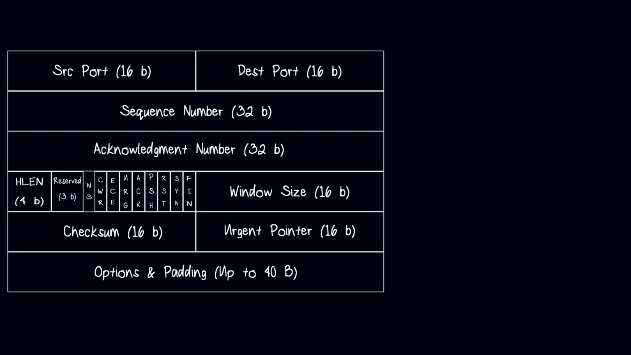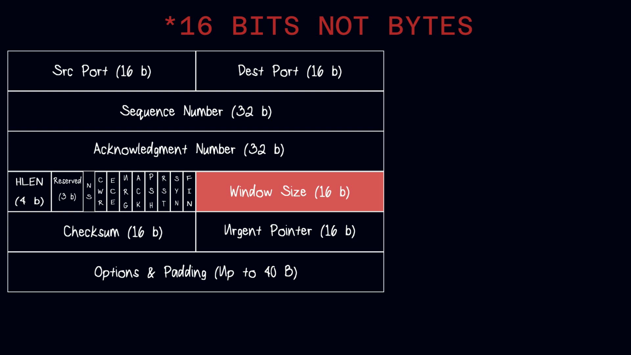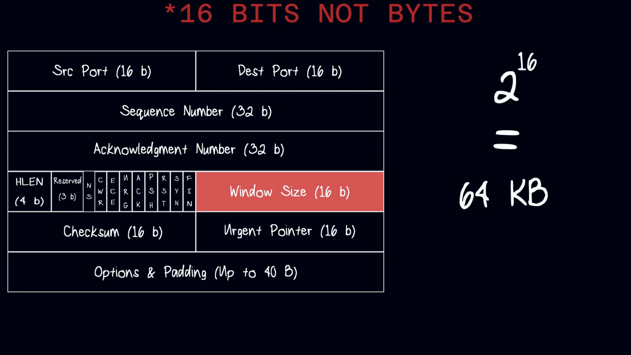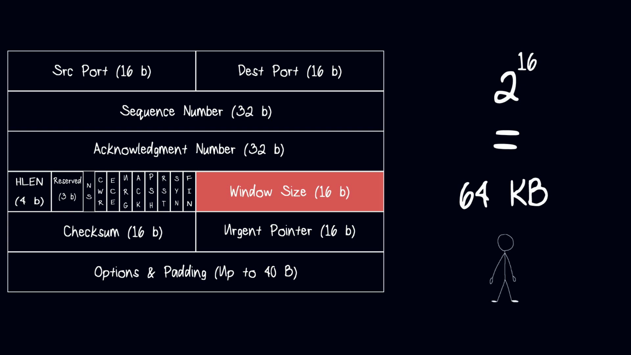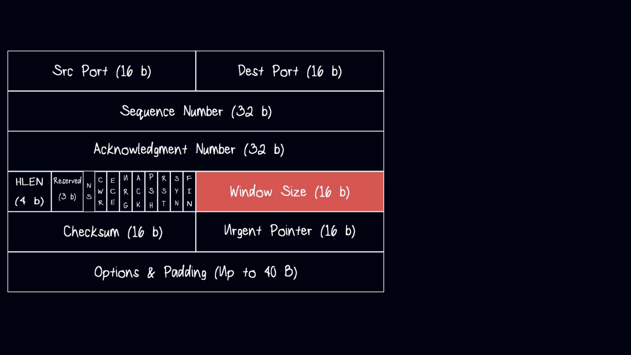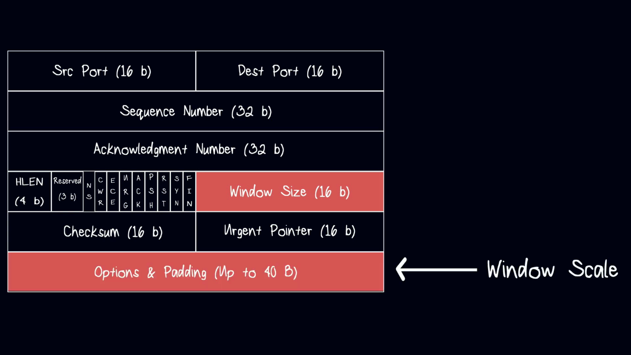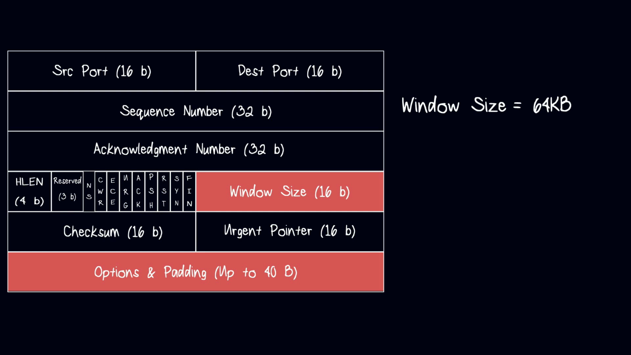If you recall, in an earlier video about the TCP segment, we showed the window size field here as 16 bytes. Actually, with a 16 bytes value, its maximum size would be 64 kilobytes, which is too small. To calculate the actual window size, TCP uses an additional field called window scale in the options. So for example, if window size is 64 kilobytes and window scale is 3, the real window size would be 64 kilobytes by 2 to the power 3, which would be 512 kilobytes.